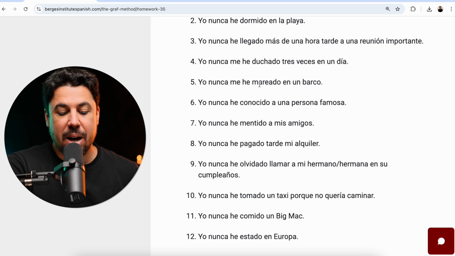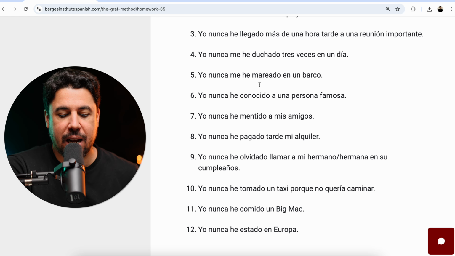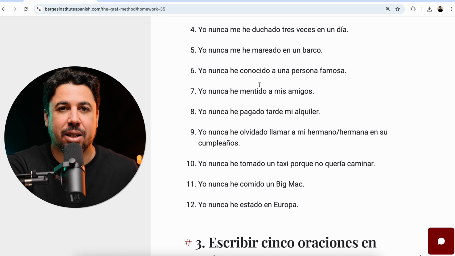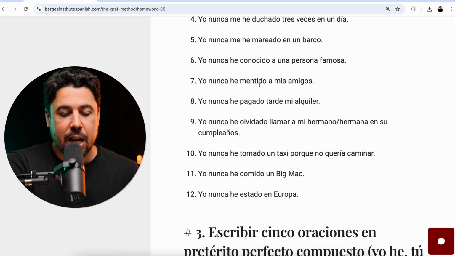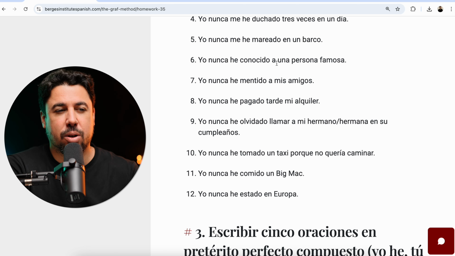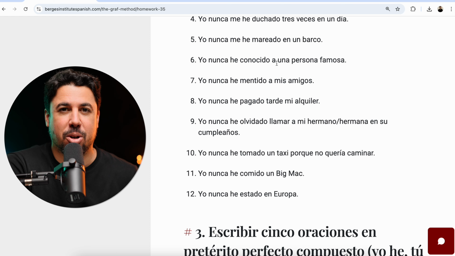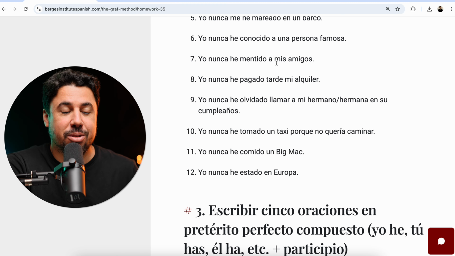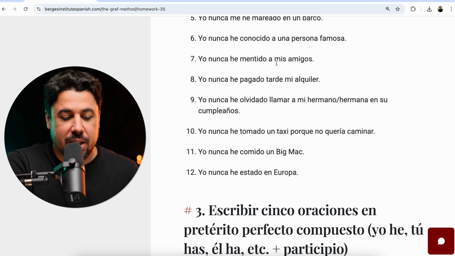Yo nunca me he mareado en un barco. Yo sí, yo me he mareado en un barco. Marearse, a reflexive verb, to get dizzy or to become dizzy. Yo nunca he conocido a una persona famosa. Yo he conocido a algunas personas famosas, pero bueno, más o menos famosas, no súper famosas. Yo nunca he mentido a mis amigos. A ver, depende. Alguna mentira muy pequeña.